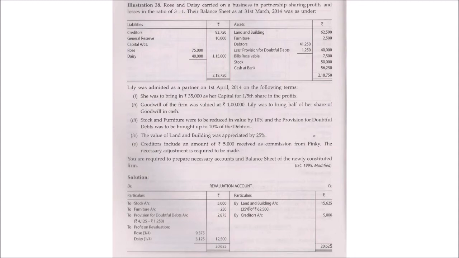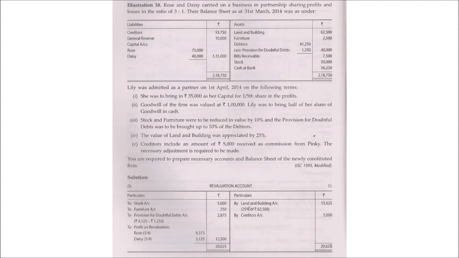Balance sheet total 2,18,750. Lily was admitted as a partner on 1st April 2014 on the following terms. Number 1: She was to bring in rupees 35,000 as her capital for 1/5 share in the profits. So, the new partner's share of profit is 1/5 and she has to bring rupees 35,000 as her capital.